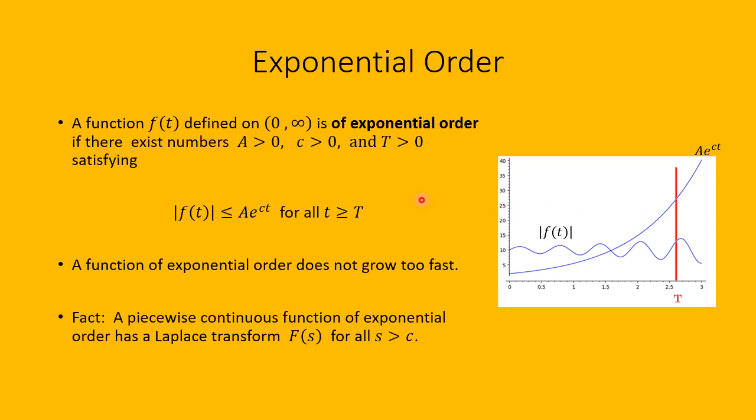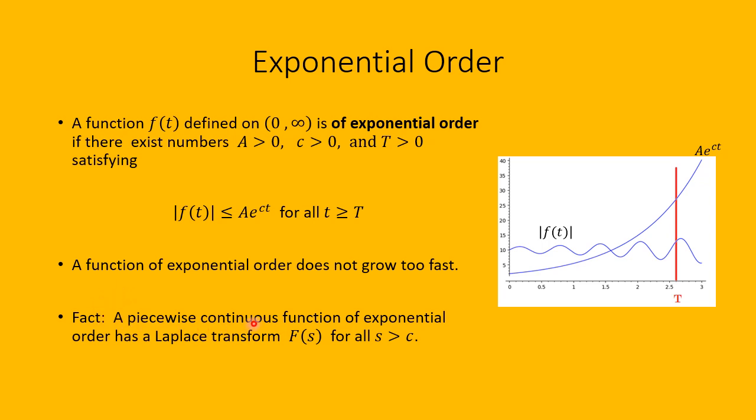So basically what we're saying here is that as t goes to infinity, this function f of t in absolute value is bounded by an exponential function. So functions of exponential order do not grow too fast. And here's a fact that we should remember.